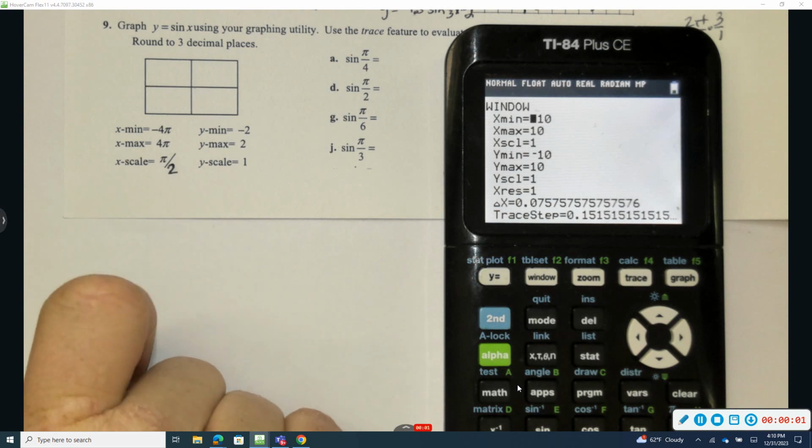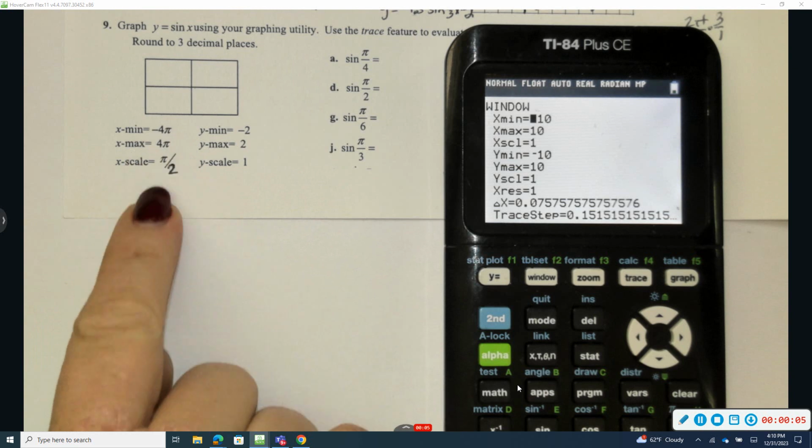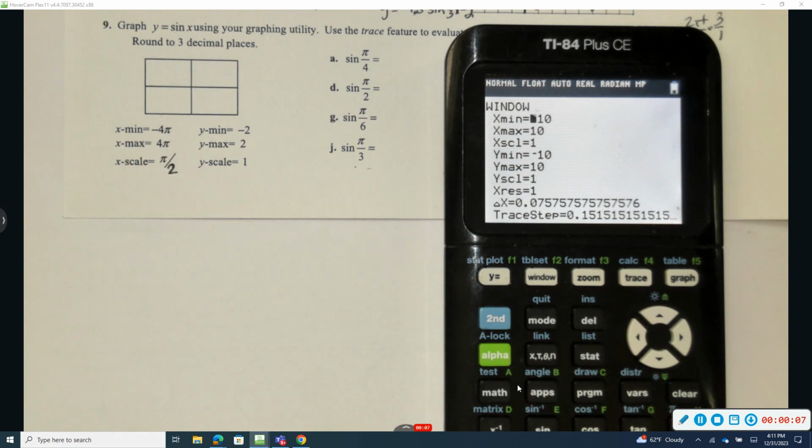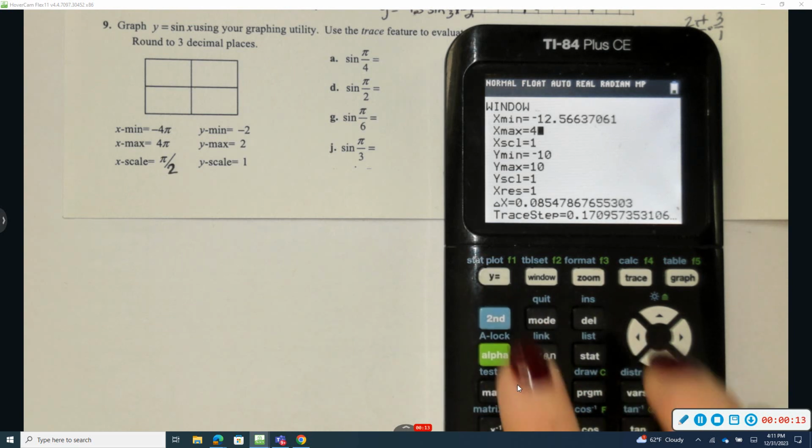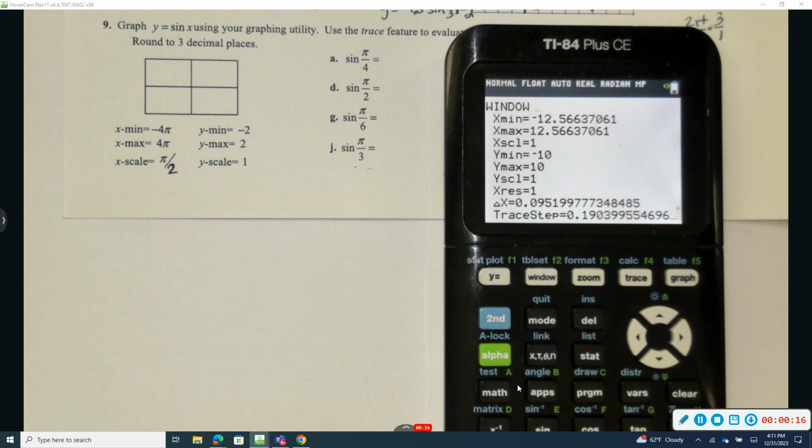This is Unit 9, Lesson 2, question number 9. I'm going to follow the instructions here by changing the x minimum to -4 pi. Then I will press enter. Positive 4 pi is going to be the maximum. The x scale is going to be pi divided by 2. The y minimum is going to be -2, y max +2.